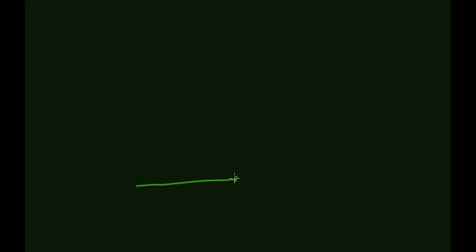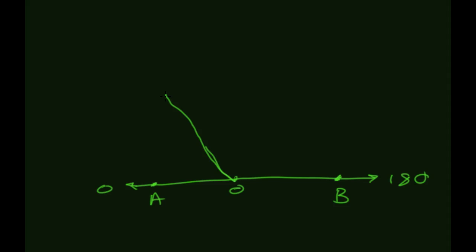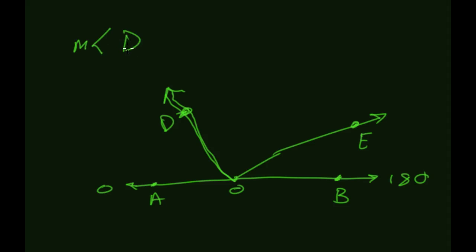Okay, so let's set up our game again here. I have this as OA, OB. This is pointing to 0, this is pointing to 180, and I suddenly start with an angle. Okay, so let's call this, I don't know, D, and let's call this E, and I want to find the measure of angle DOE. So I look at what this one's pointing to, call that X. Look at what this one's pointing to, call it Y.